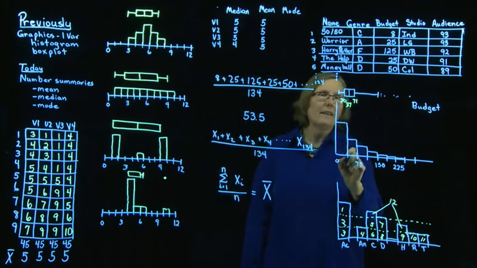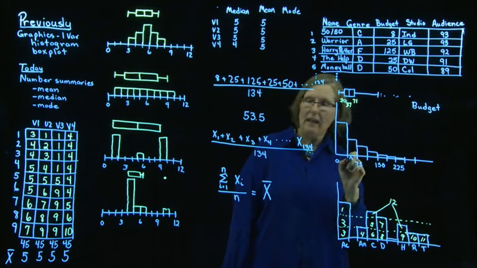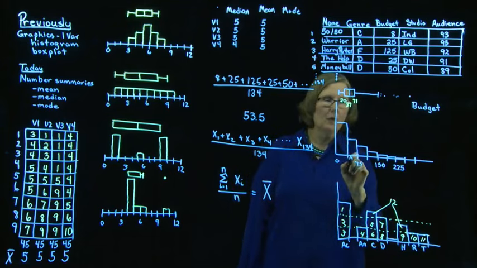Notice again that for the budget, 37 was the median. However, the long right tail pulls the mean to the right, at 53.5.